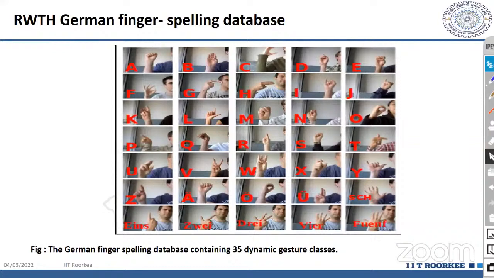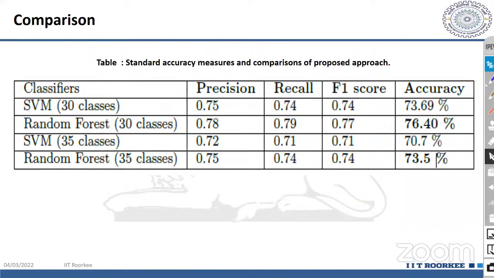And the last group is more than one letter, so totally you have 30 plus 5 dynamic gestures. Apply SVM and random forest and you can see the accuracy: 76.4% for 30 classes, and with the additional 5, around 73.5%, when using support vector machine and random forest.